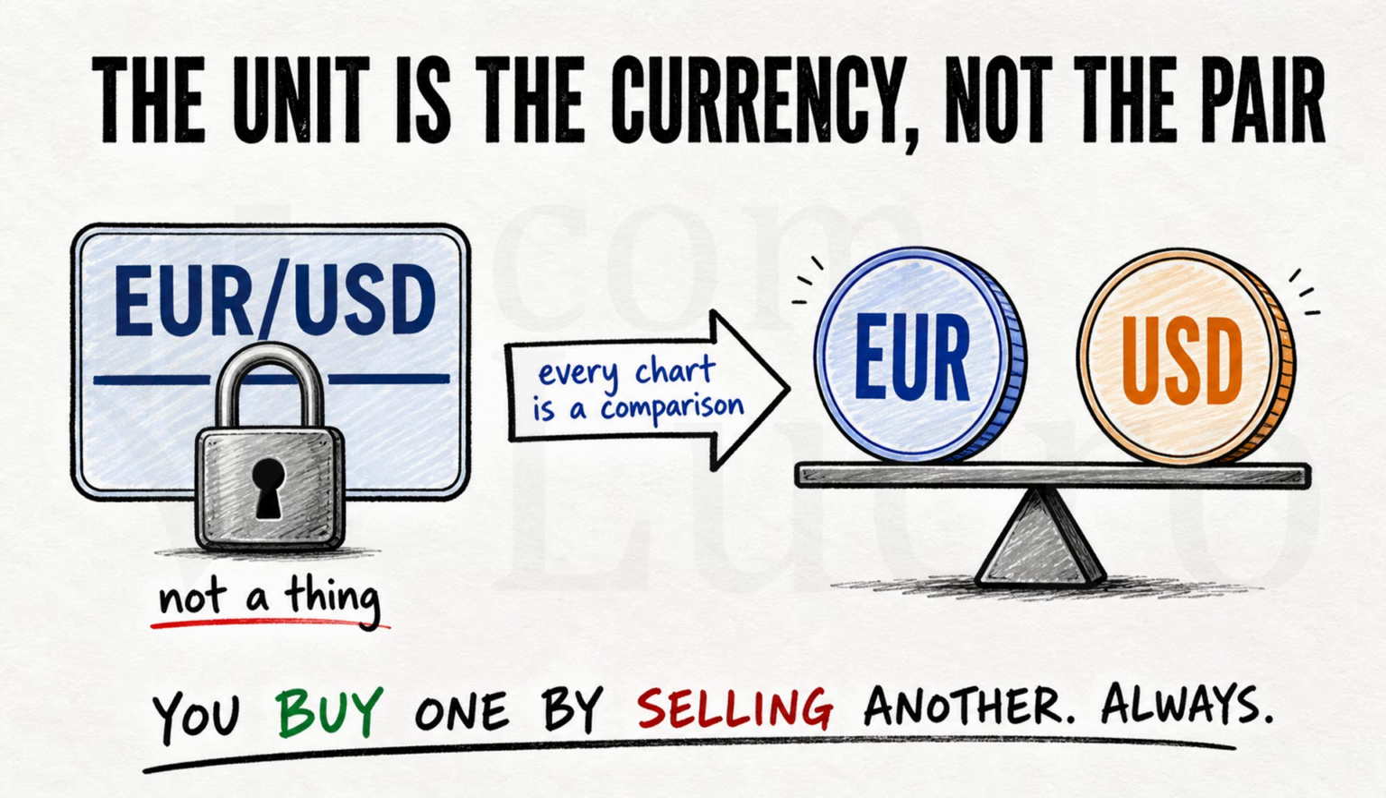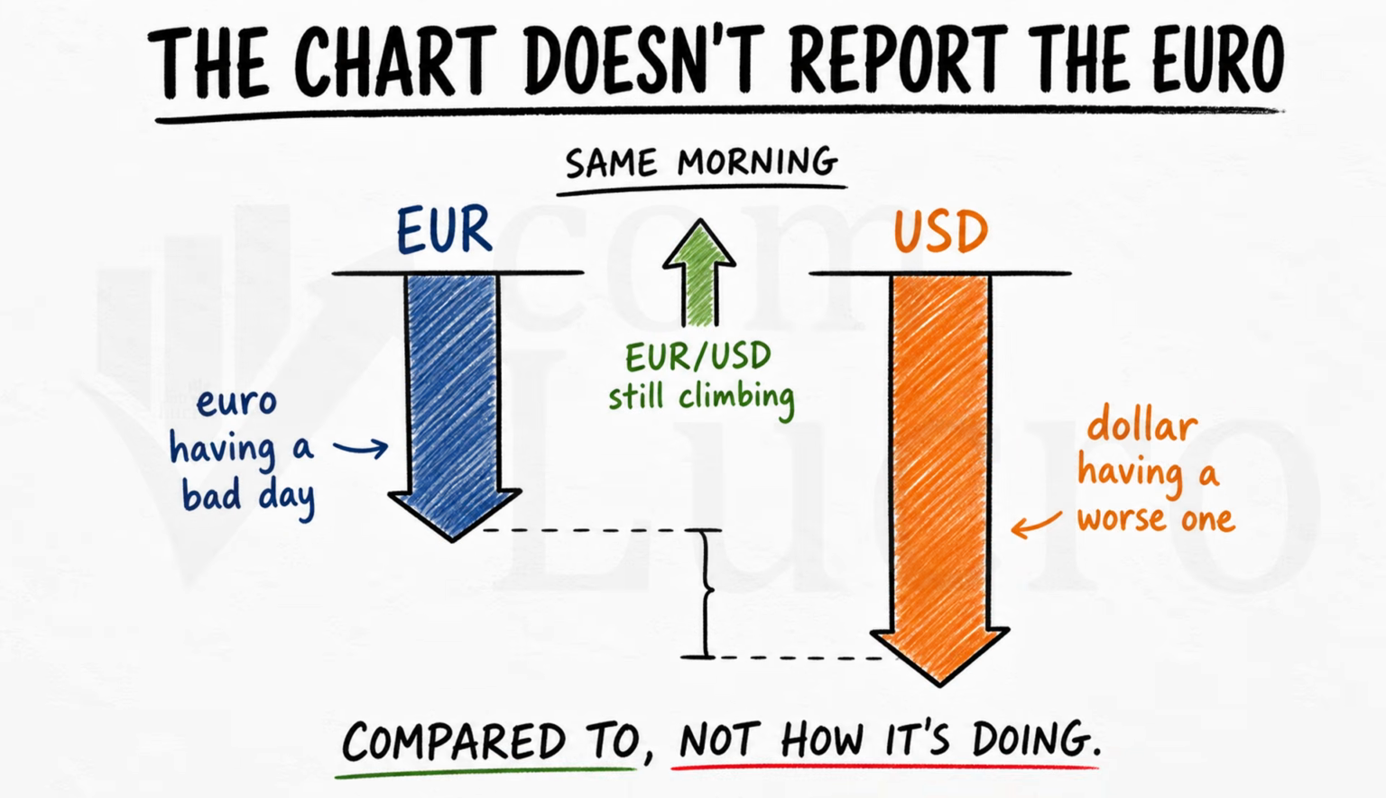Let's go back to something we established in the second video, because everything today is built on top of it. You never buy a currency on its own. You buy one currency by selling another. Every chart on your screen is a comparison, not a thing. And once that clicks, a slightly strange conclusion follows. The pair isn't really the unit you should be thinking in. The currency is. Here's why that matters.